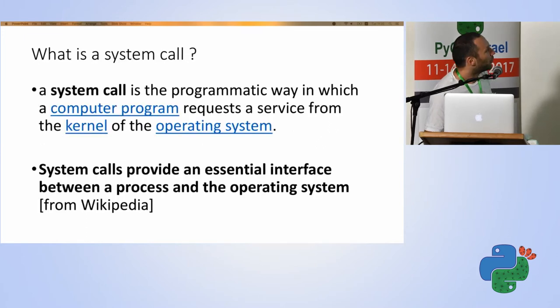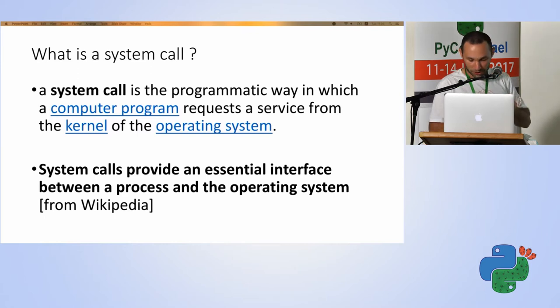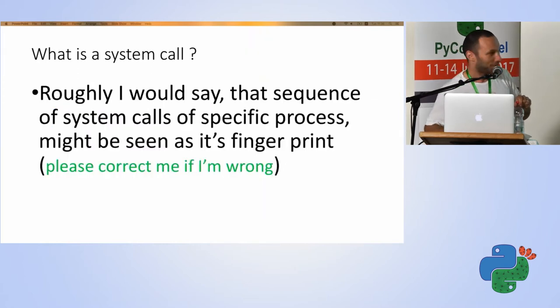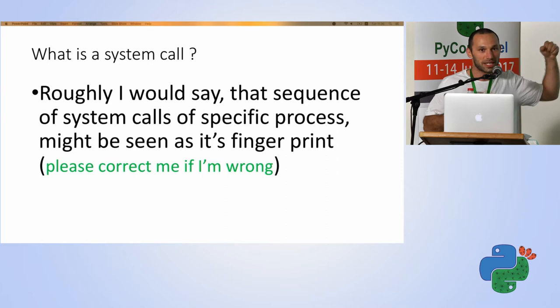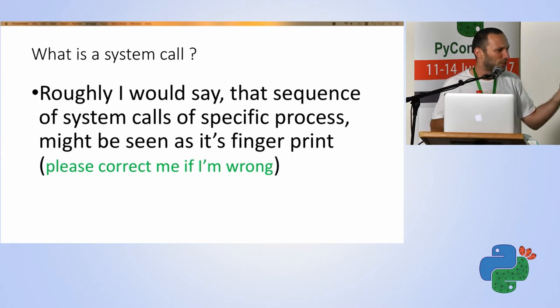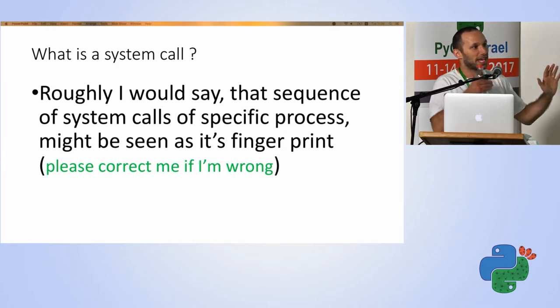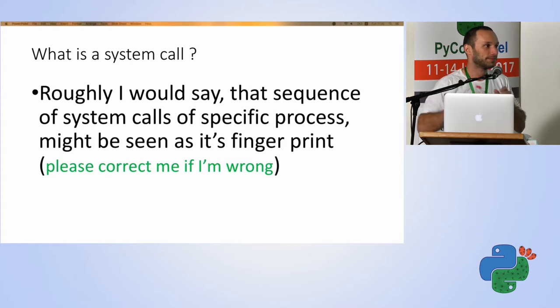Okay. What is a system call? From Wikipedia, it is a programmatic way in which a computer program requests a service from the operating system. We can say it's like an interface between a process and the operating system. Roughly, I would say that the sequence of the system calls of a process is like a fingerprint. In general it's not so precise, but if two programs have exactly the same system call sequences, I can say that they're very similar.